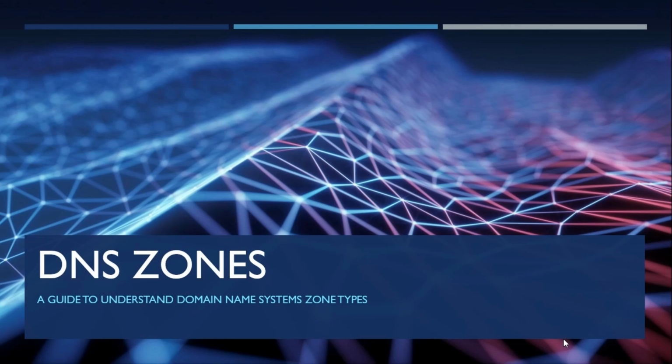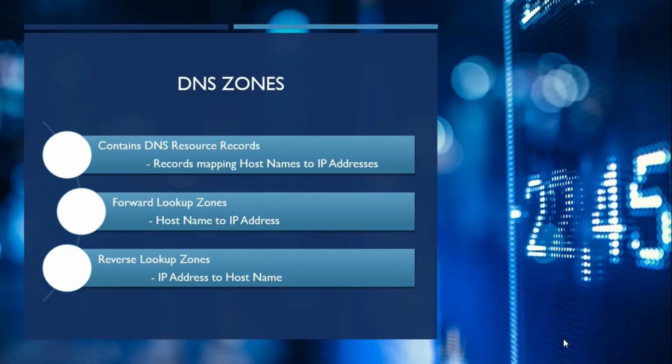A DNS zone is a collection of DNS resource records, like one that maps contoso.local and its IP addresses. There are two main types of DNS zones: forward and reverse lookup zones. Forward lookup zones are the most common and translate host names to IP addresses. A reverse lookup zone is the exact opposite because it translates IP addresses to host names.